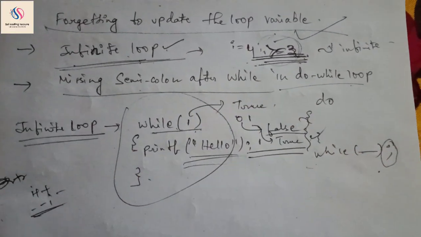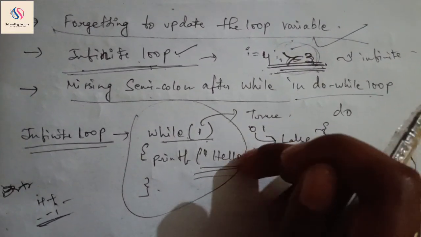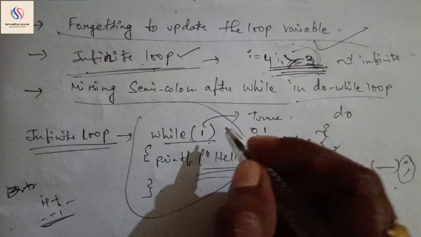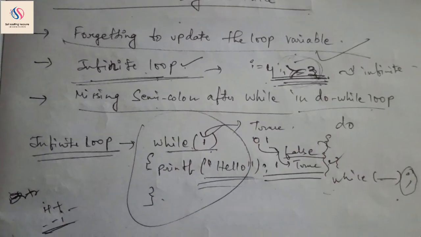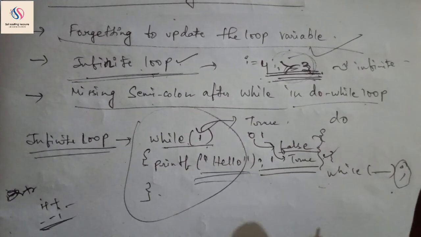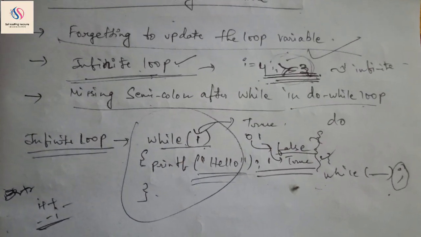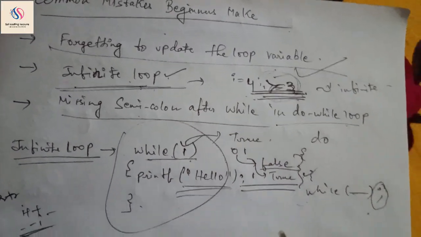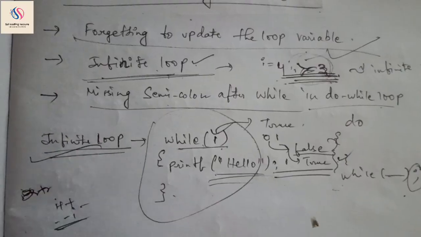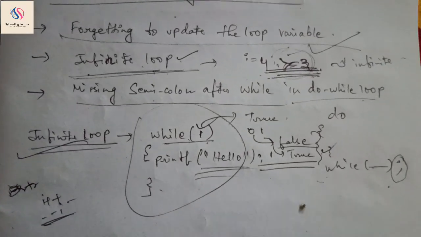This could also be a problem of infinite loop. Every time it will go on printing hello, because this condition doesn't have any false case. It will never be false. It will always be true, as the computer treats 1 as true. So while true means every time it's printing hello. So this could also be a problem of infinite loop. So always check what you are writing.